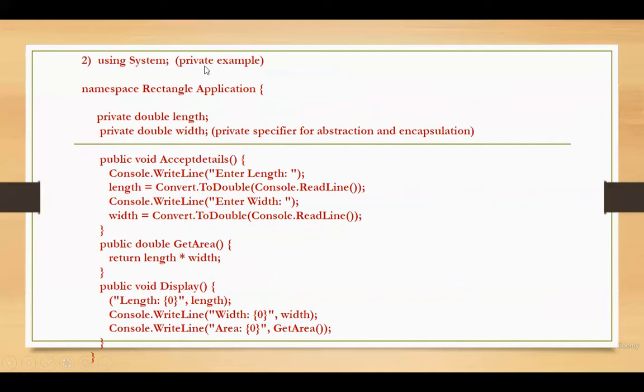Now let us take an example of private. Here we have 2 fields, length and width. The main intention of private is that it is accessible only to Rectangle and no other classes external to it. That means this private double length and private double width are accessible only to the Rectangle class and no other class external to the project.